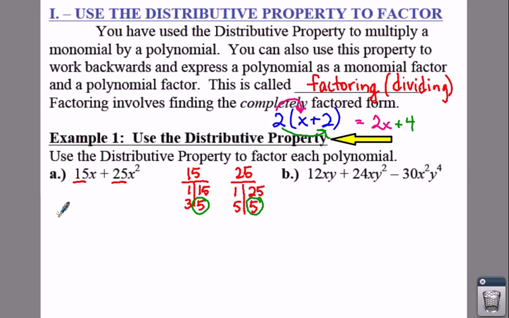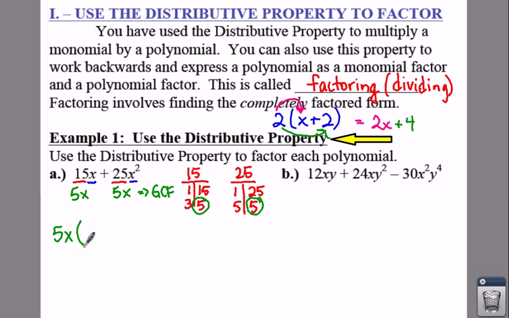So we're going to take this 5 and divide each of these by 5. Now the next thing we're going to do is look at our x values, or our variables. We have an x here and we have an x squared. The variable we can take out is one x, since they each have one x in common. So this 5x is what we like to call our GCF, our greatest common factor. We're going to write that 5x out front, and then divide each of these terms by 5x.